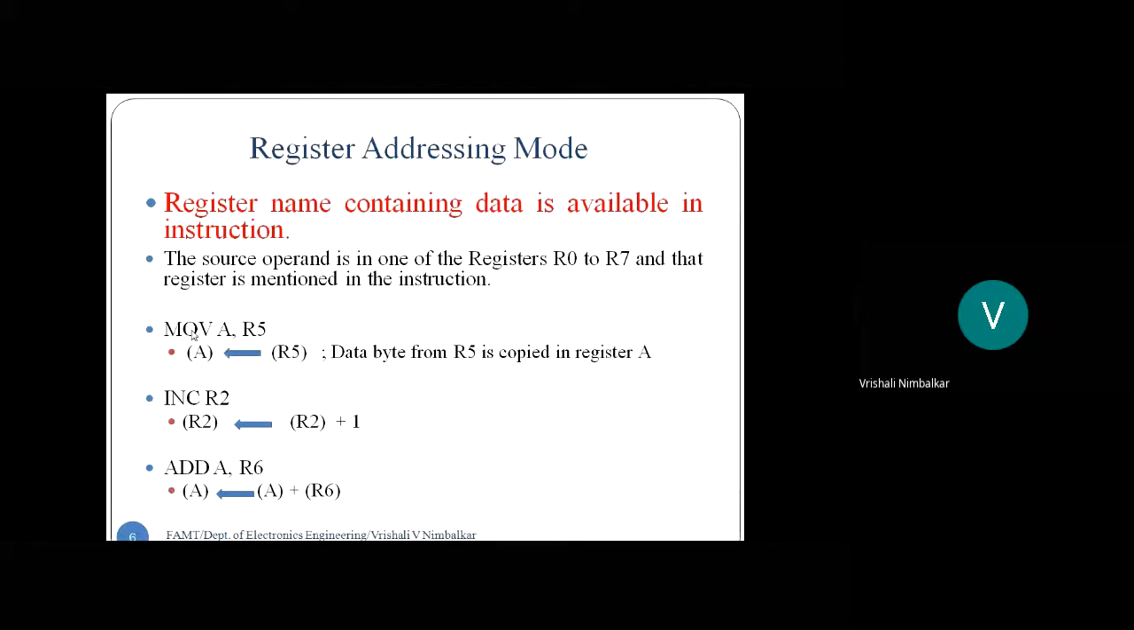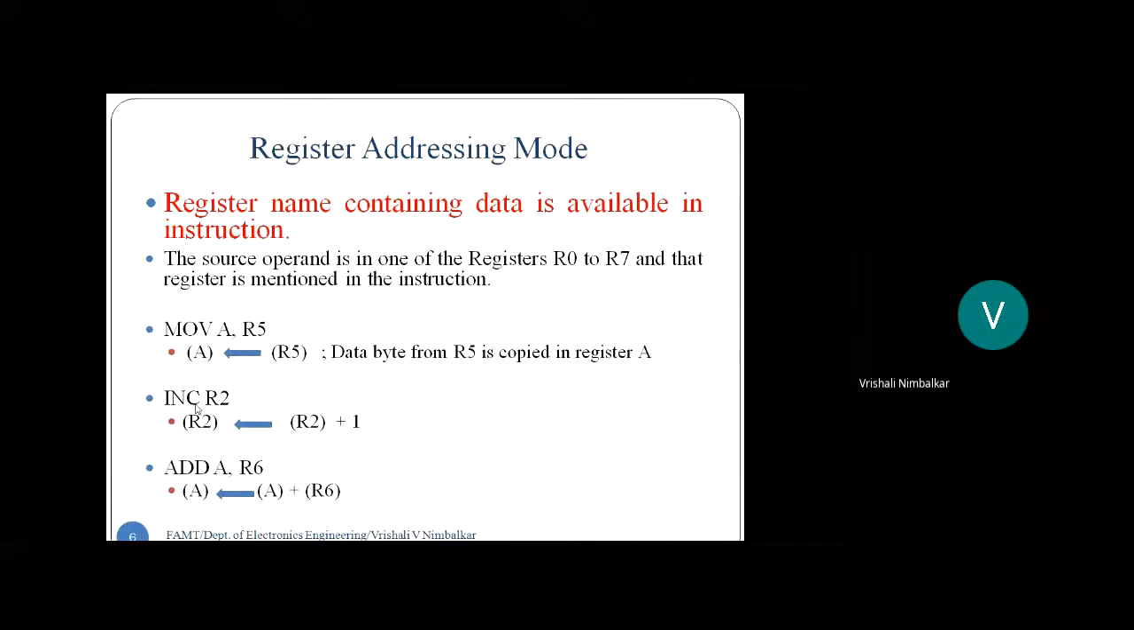Okay. First example, MOV A, R5. So MOV is data transfer, accumulator is the destination, comma, R5 is the source. So where is the source operand? In the register. Which register? R5 is mentioned in the instruction. See, I have put the brackets. Brackets mean the contents of R5. The data available in R5 is picked up and copied in accumulator. Correct? So this is register addressing mode.